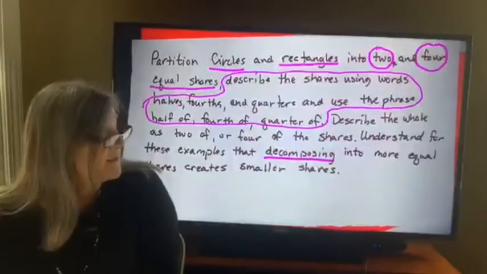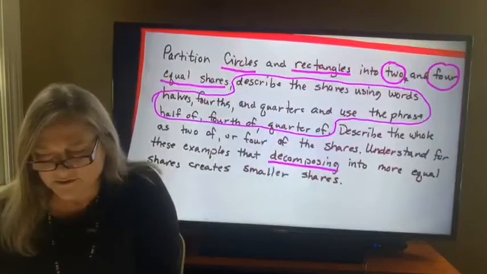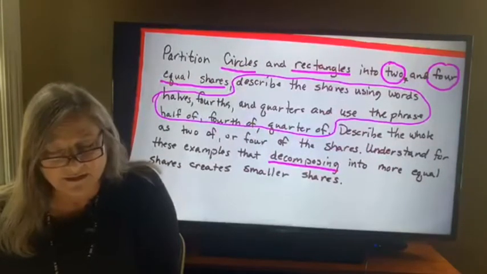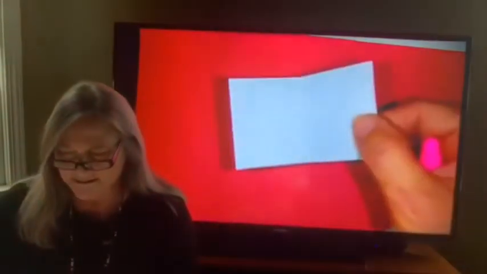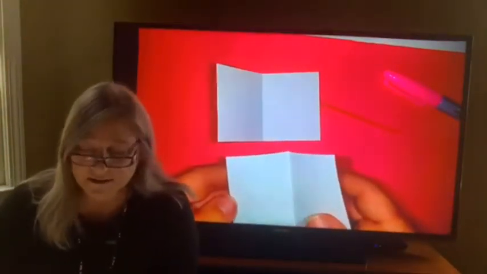Now remember, our standard says that we want to partition circles and rectangles in 2 and 4 equal shares. So you could also take this exact same shape, this exact same size, and fold it and say, can you make that into a half again? And you want to ask them like you don't know what you're doing and they're showing you. So can you fold that for me again? I want to see how you did that again. They'll fold it up and they'll be so proud that you want to see them do it.